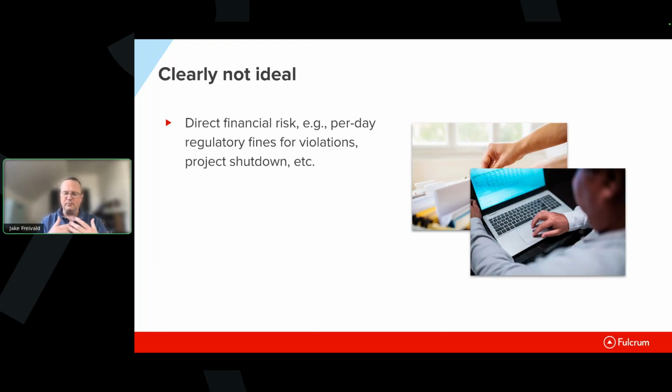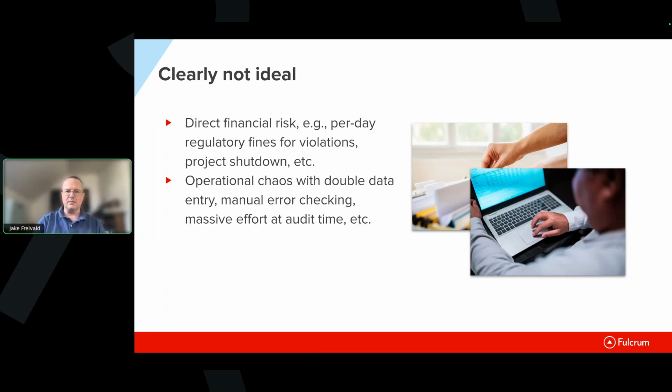The fact that projects could literally be shut down, that kind of direct financial risk seems to be a big enough problem that people would want to change from paper, spreadsheets, Word documents to something better. The operational chaos that you get from people doing double entry. They're writing all the stuff down on a clipboard, they bring it home, they type it into a spreadsheet, the spreadsheet gets uploaded somewhere.